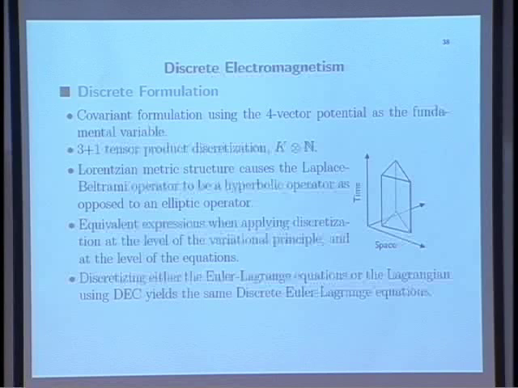But if you do the same thing you would do for harmonic maps, you would end up getting the discrete Euler-Lagrange equations for this problem, but now in the multi-symplectic setting. And then this gives you a way of discretizing electromagnetism.